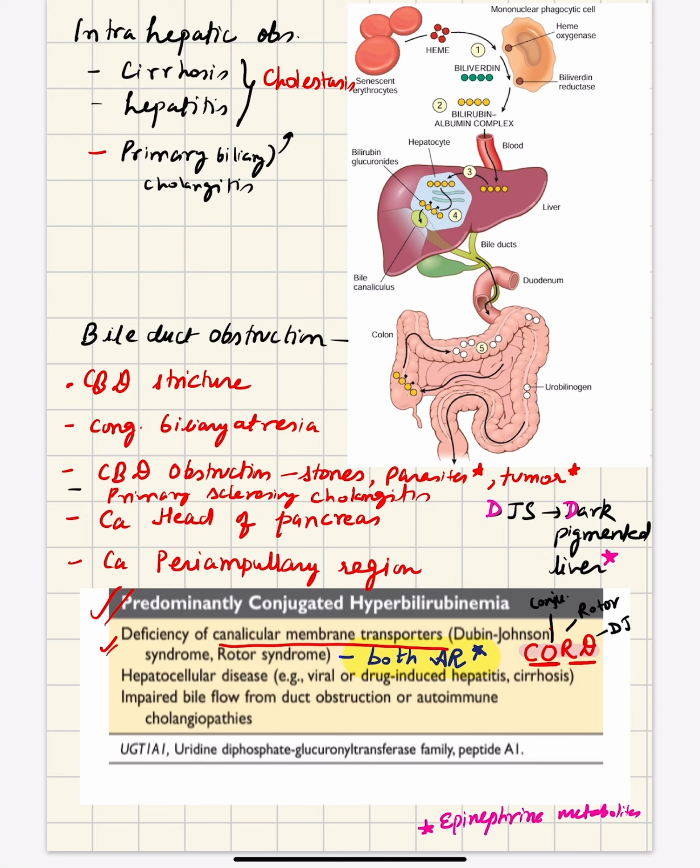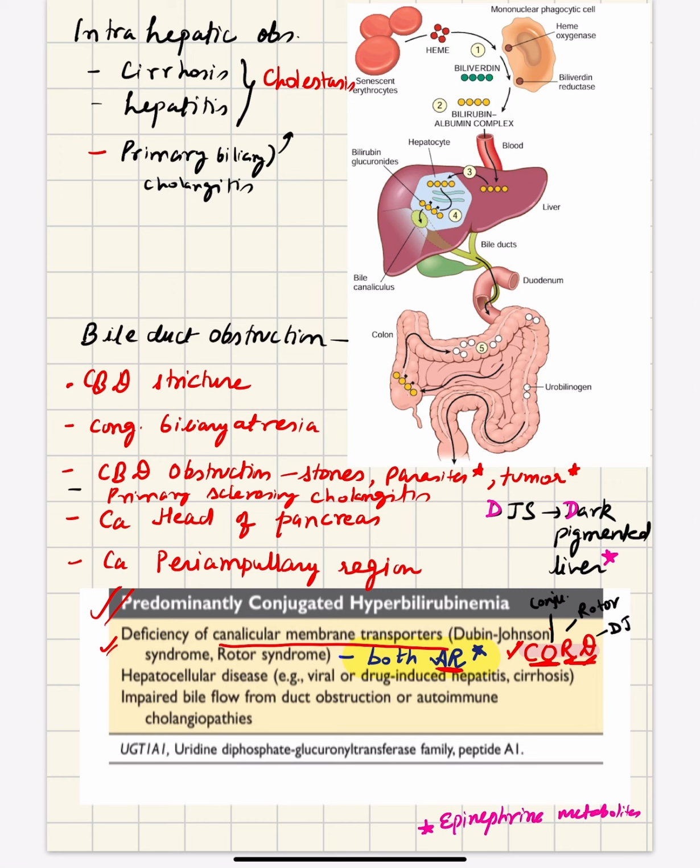Other condition is the Rotor syndrome. Again, in this, the conjugated fraction will increase. Both of these conditions are autosomal recessive conditions. And to remember this, you can use this mnemonic, which is COD. So conjugated bilirubinemia is seen in Rotor, R for Rotor, and D for Dubin-Johnson syndrome.